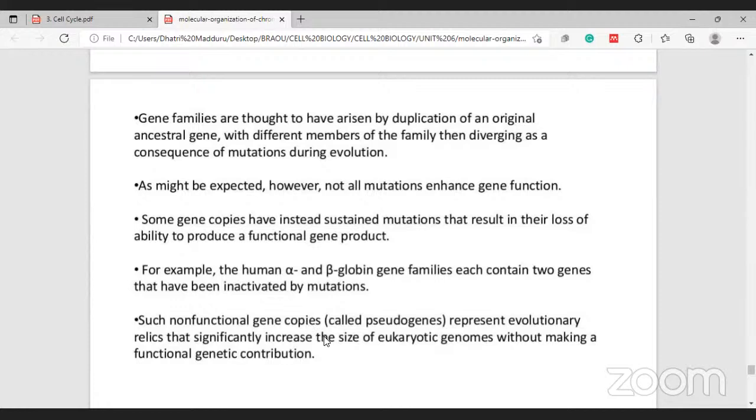And sometimes we have non-functional gene copies which are called pseudogenes. Pseudo means false. They might have had some function during the evolutionary process, but due to mutation or something, they lost their function, but still they are present. So they are non-functional copies of the original genes, but because of mutation, they became non-functional. Okay.